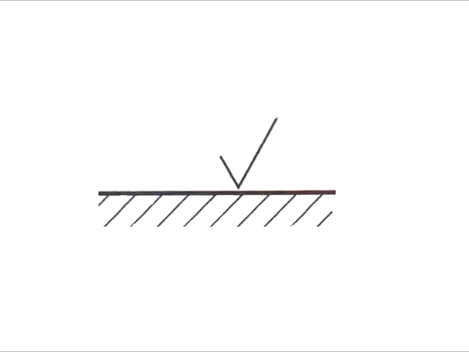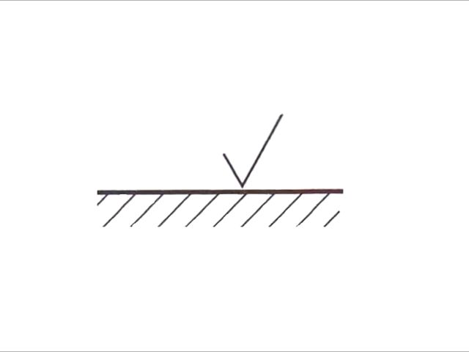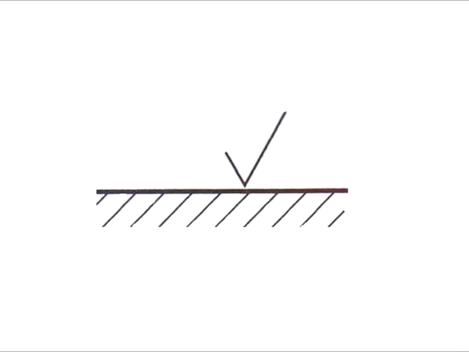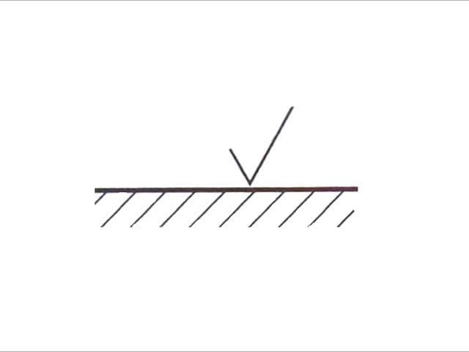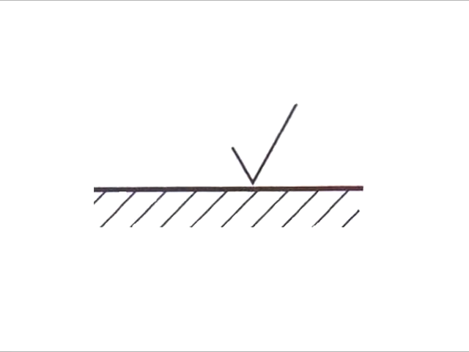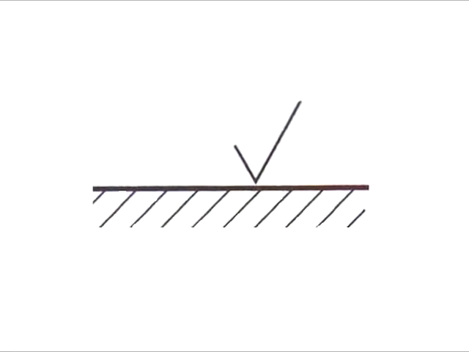Now, here's a symbol that looks a lot like the other one. But notice in this case that the triangle isn't closed. If nothing else appears close to this mark, well, it indicates that the surface to be machined can be finished by any method. In other words, surface finish isn't important.